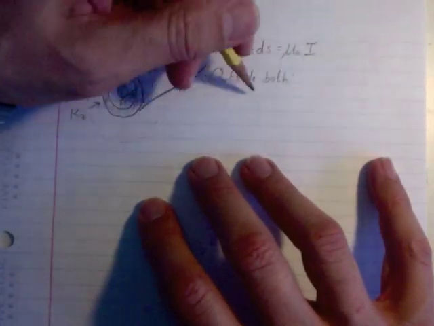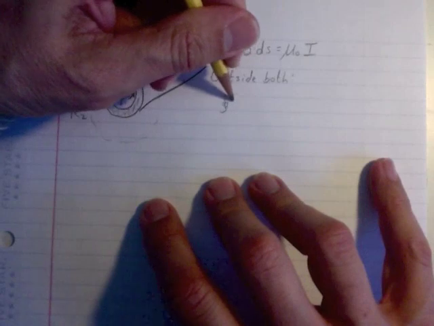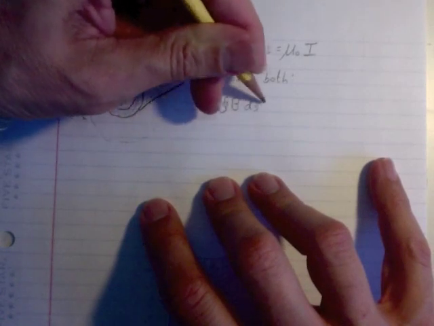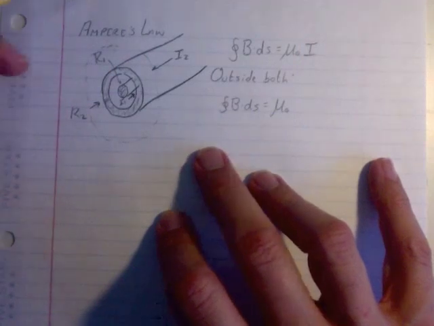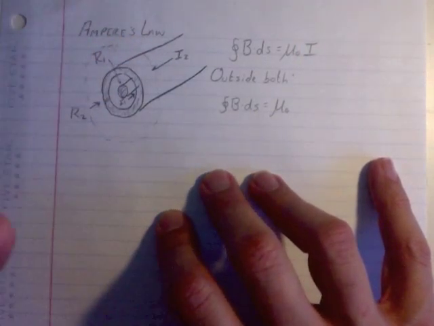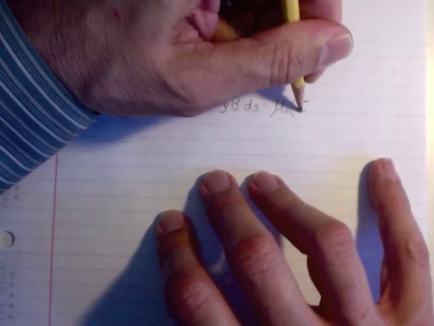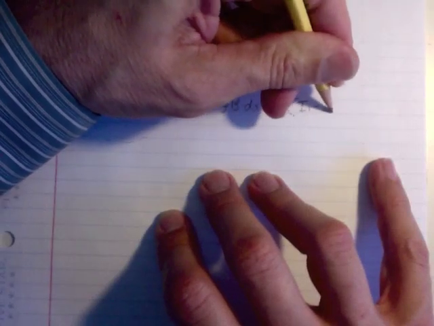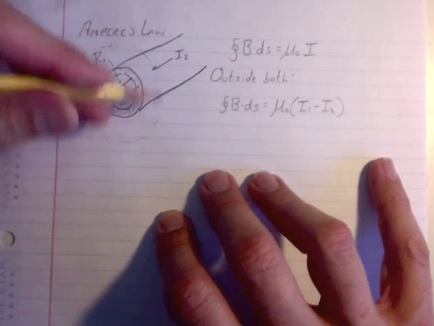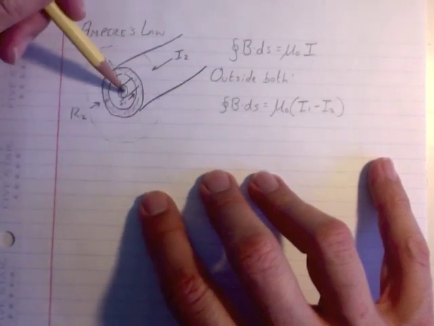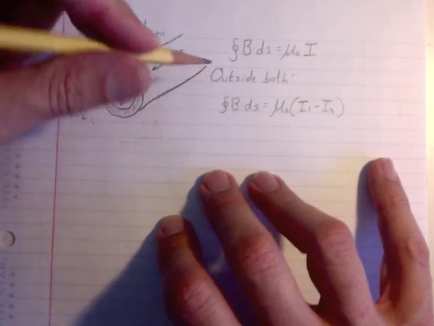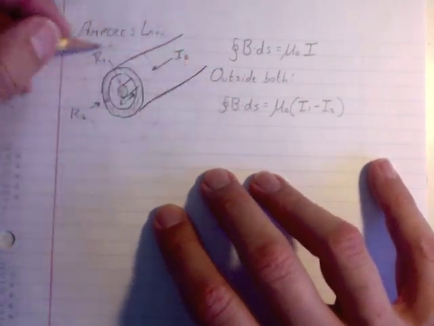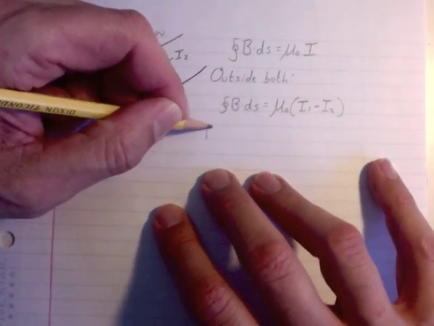And so outside both, what you end up with is the integral of B dot ds equals mu 0 times the current. What we're going to do is take the difference between those currents. I'm not going to worry about direction right now. I'll just call it I1 minus I2. Okay, here's my Amperian loop. The current enclosed is going to be I1 in this direction minus I2 in that direction. So we have that. The B field is uniform because I've chosen it symmetrically.